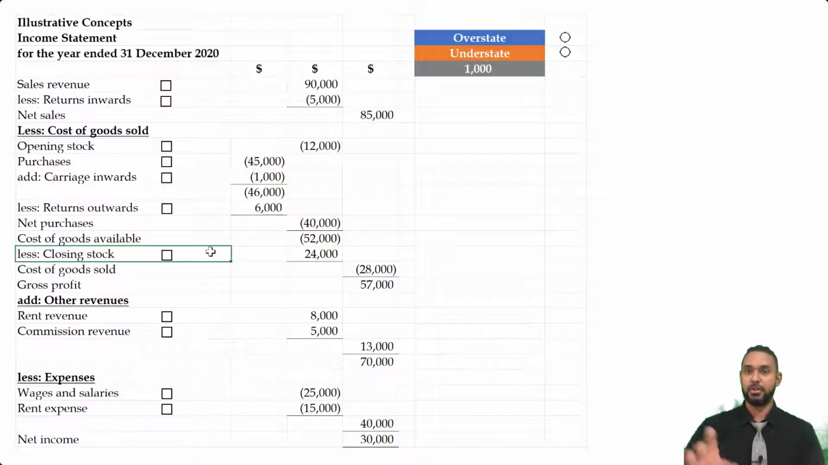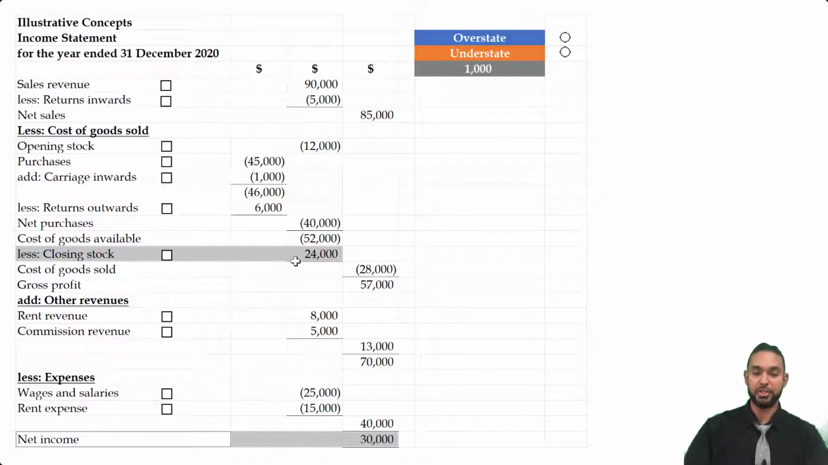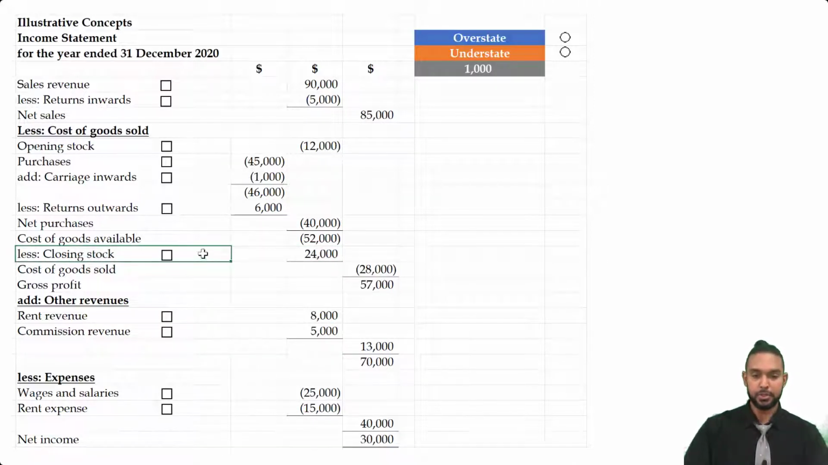So again, let's try not to overcomplicate things. Let's just take a look at what happens to net income when we change closing stock. We want to start by overstating it first. So if we overstate it, it's going to go up to 25.